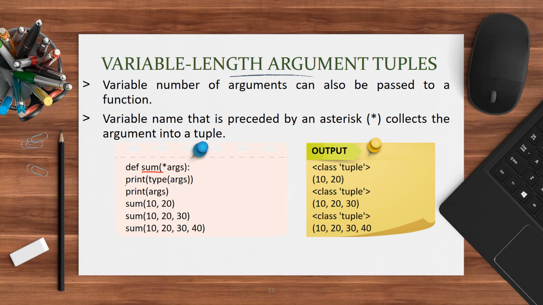Now see this statement, print type of args. It will print the class of tuple. Then I have called the function with different arguments. The first one is 10, 20. The second one is 10, 20 and 30. The third one is 10, 20, 30 and 40, and these will be printed. So any number of arguments can be passed and collected into the tuple.